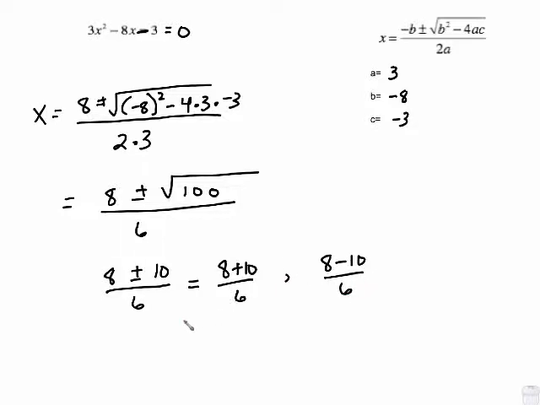8 plus 10 is 18 over 6, which is 3. 8 minus 10 is negative 2 over 6, which reduces to negative 1/3. Be sure you reduce any fractions. So those are 3 examples with the quadratic formula. As long as you, A, memorize the formula, and B, do your arithmetic correctly, this is a pretty easy process.